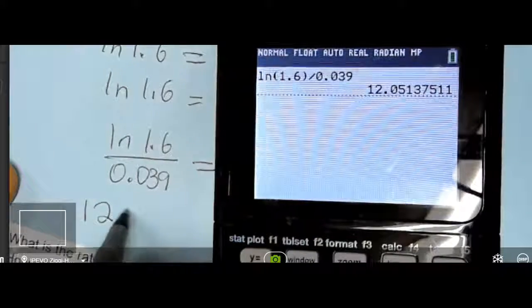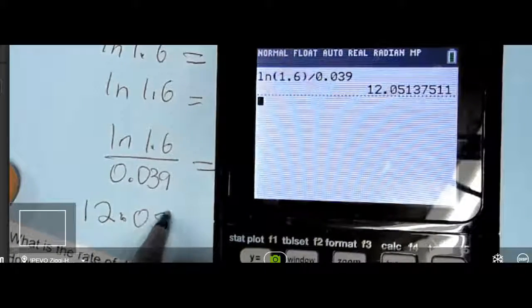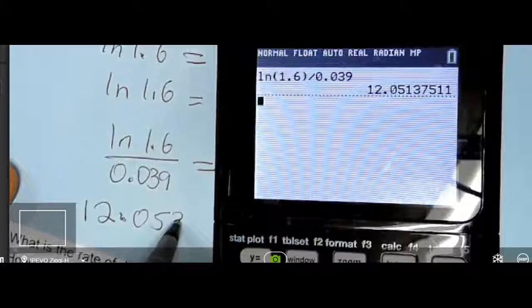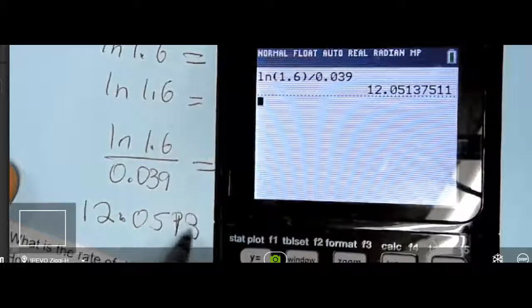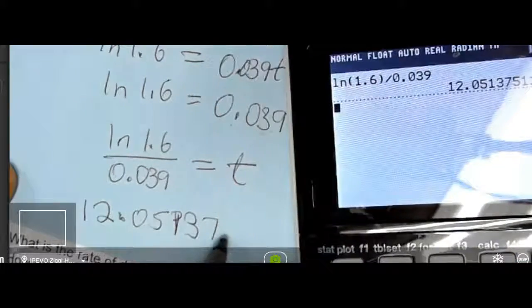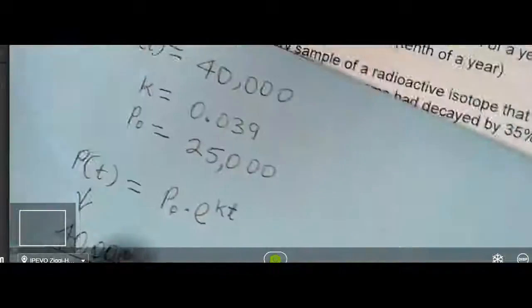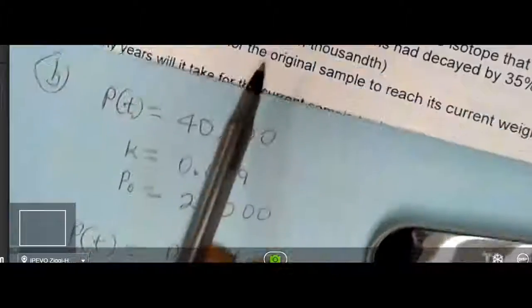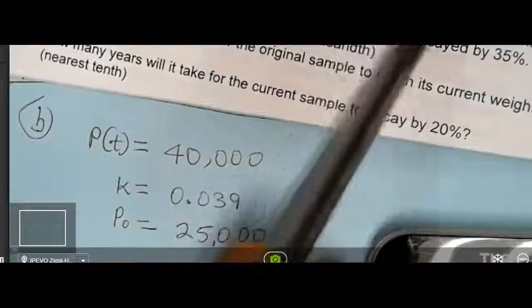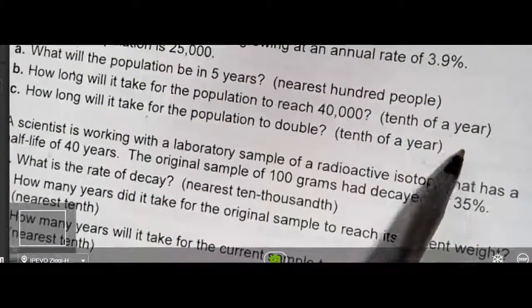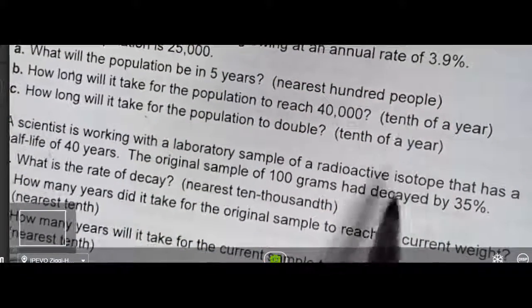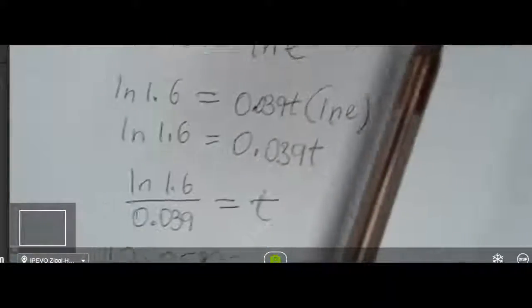That's 12.051337, keeps going. Okay. But then they want us to round to the nearest tenth. Okay, tenth of a year. So tenth is 1 decimal place. So we go back here.